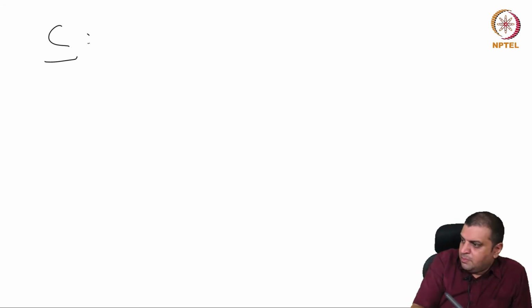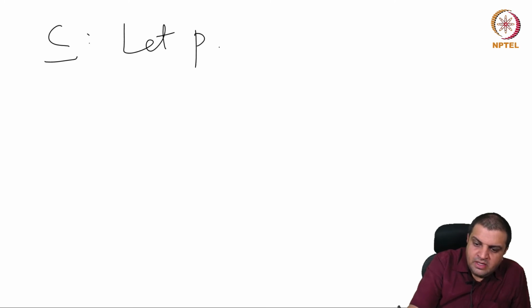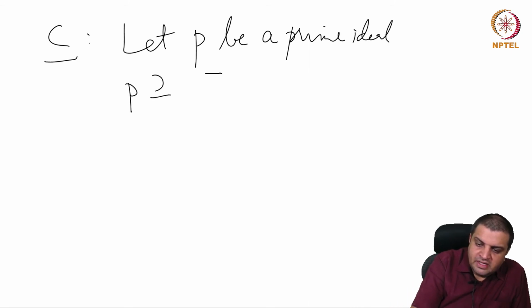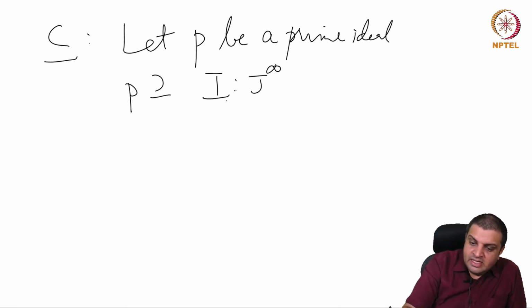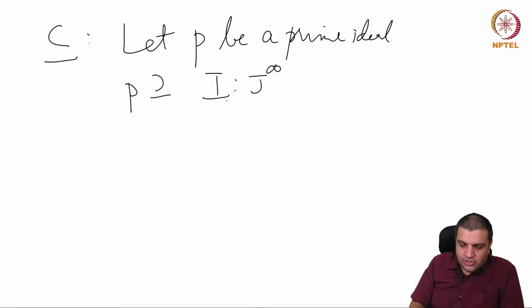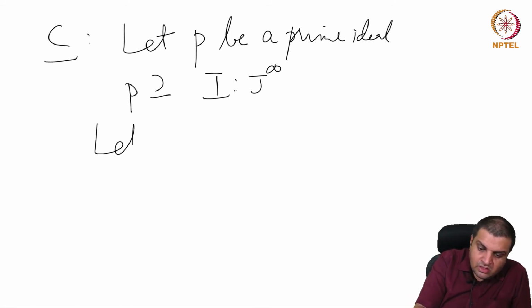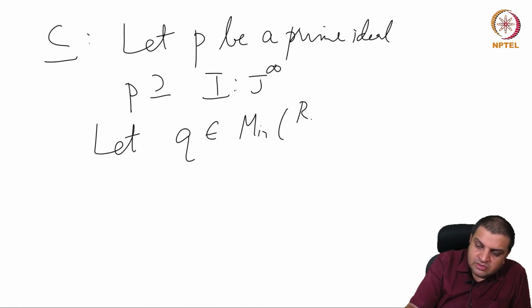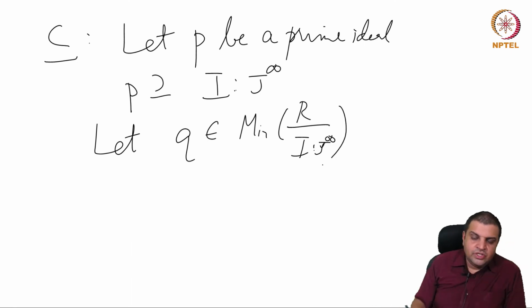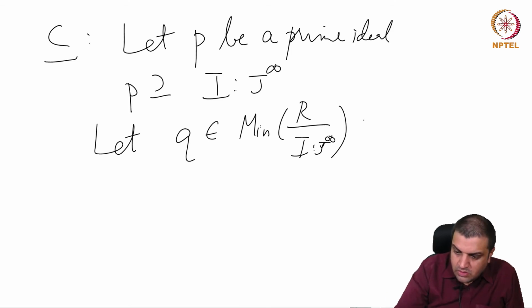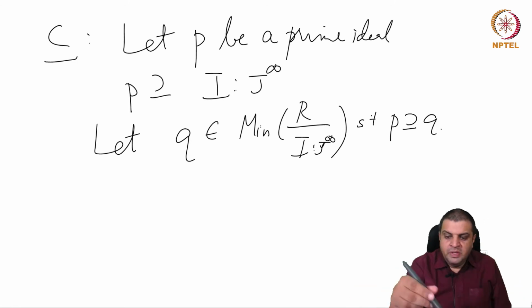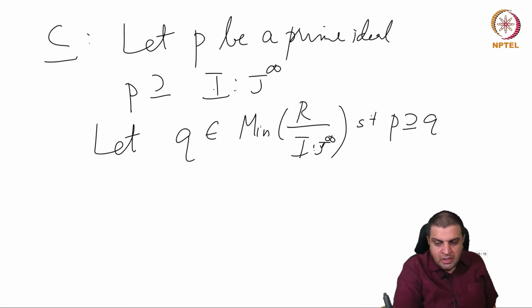So now let's take a prime containing this. Let P be a prime ideal such that P contains I:j saturation. What does that mean? It means that there should be a minimal prime containing I:j. So let Q be a minimal prime over this I:j such that P contains Q. P is some prime ideal containing this, therefore there must be a minimal prime containing this which is inside P.